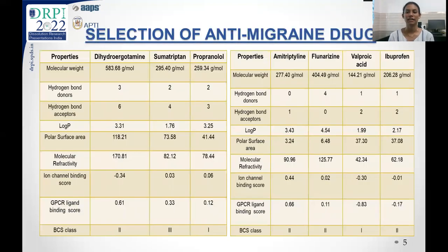Next is selection of an anti-migraine drug. Selection of anti-migraine drug was justified based on the data obtained through in silico screening using Swiss ADME and Molinspiration software. As you can see here in the table, we have compared the various anti-migraine drugs along with their properties, which we have predicted from pharmacokinetic or drug likeness parameters and bioactivity scores, which were predicted from Swiss ADME and Molinspiration software.